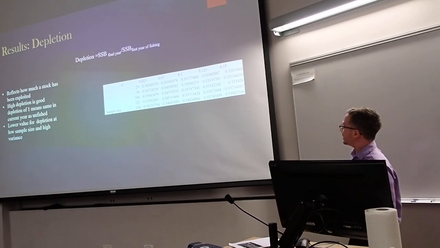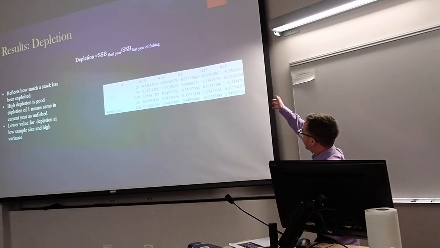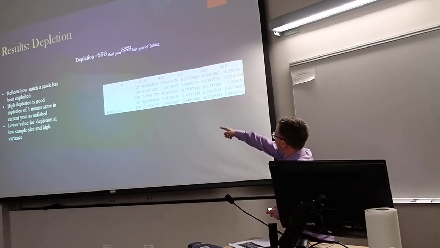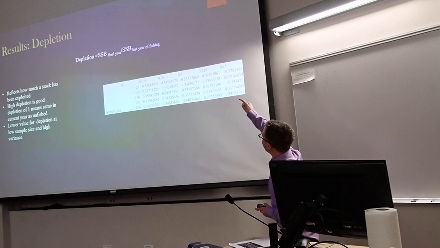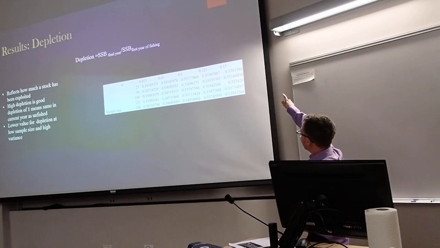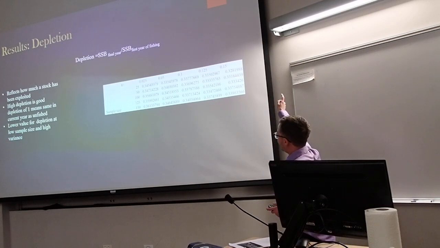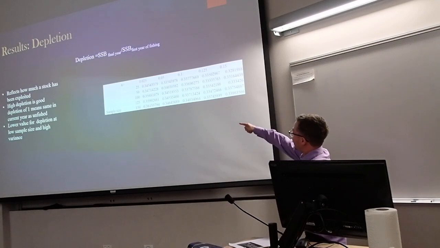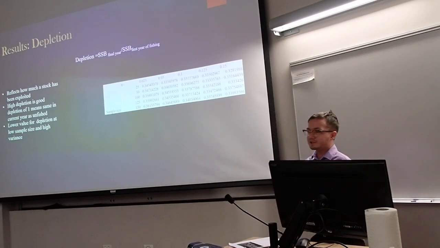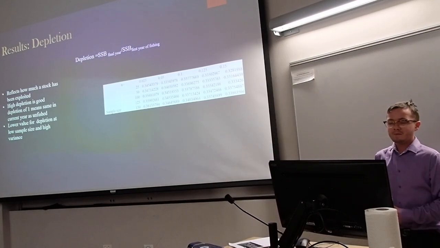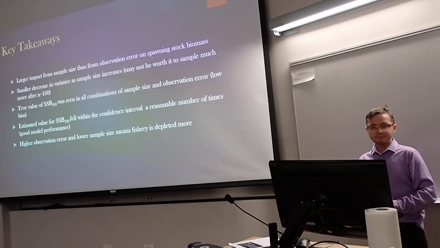And then you can see that when you have a lower sample size, if you move all these to 25, and a high observation error up in the top corner, depletion is lower. If you go all the way to the opposite corner with a high sample size and low observation error, it's much higher. This just tracks with everything we know about depletion thus far.